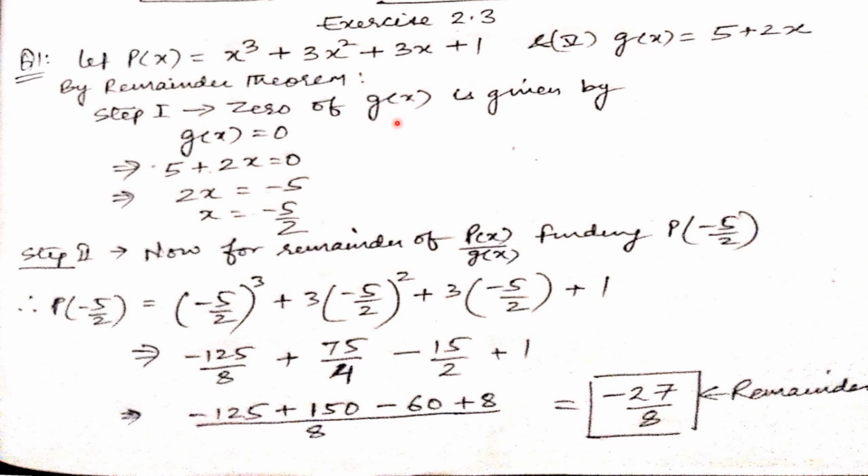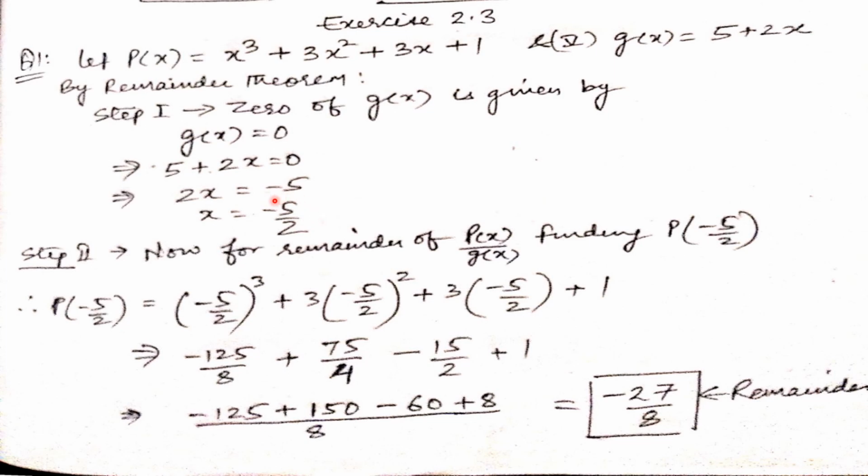How to find the 0 of a polynomial? I told you, whatever polynomial it is, just put it equal to 0. The same way I have done, that is g(x) equal to 0. What is g(x)? It is 5 plus 2x equal to 0. Okay. So we get 2x equal to minus 5, and finally we get x equal to minus 5 upon 2. So what we have done? We have in step 1 found the 0 of g(x), which is our divisor.